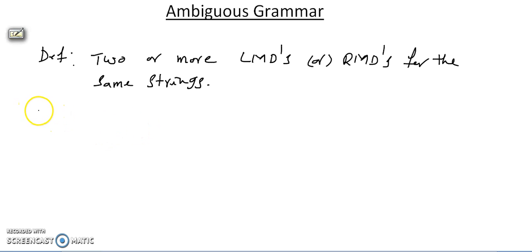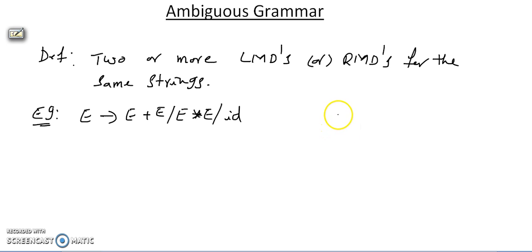For example, take the same previous example for our better understanding. Capital E tends to E plus E, E into E, ID. So the output string is ID plus ID star ID. By using these three productions, we have to generate the string ID plus ID star ID with two LMDs or two RMDs.